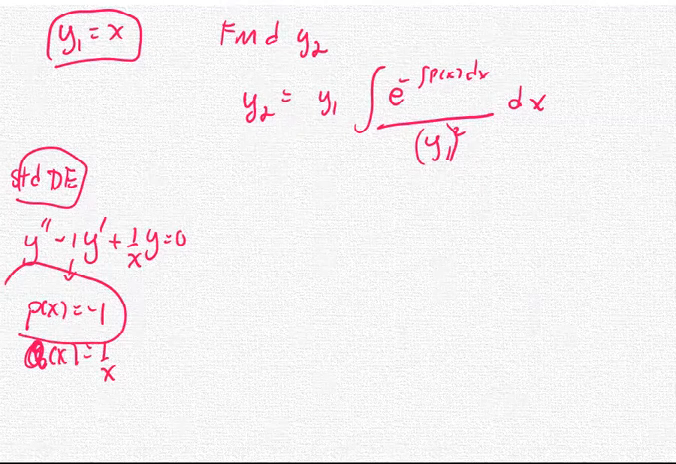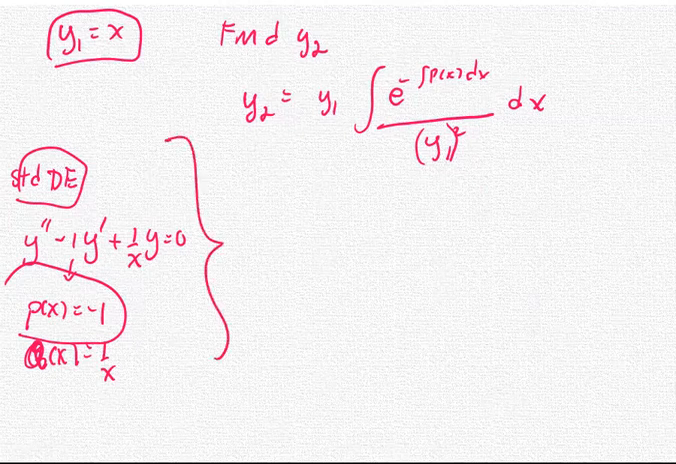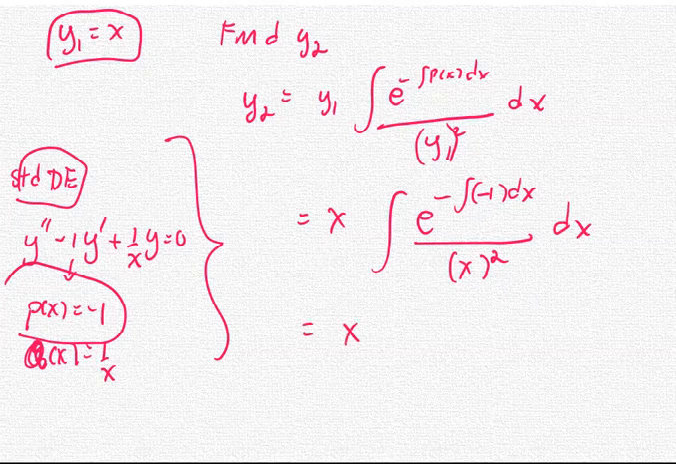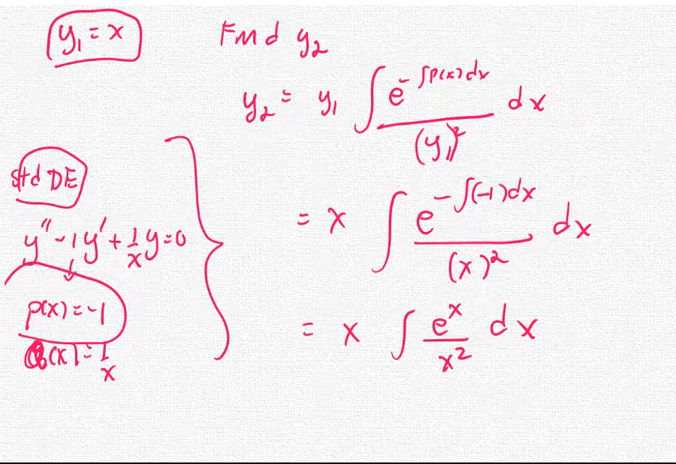Okay, so we put in the formula here: y_2 equals x times the integral of e to the negative integral of negative 1 with respect to x, divided by y_1, or x to the power 2, with respect to x. And the exponential is going to be e to the first power, since the integral of 1 is x. So the top is e to the x, the bottom is x squared, with respect to x.